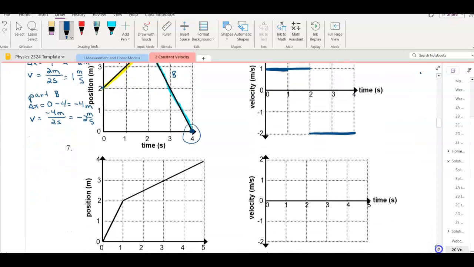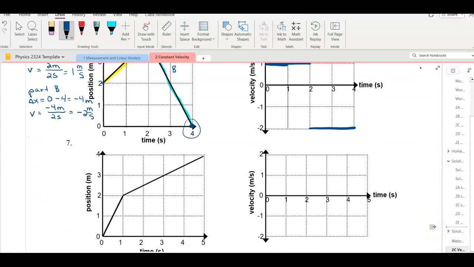Okay, let's go on to another one. So here, it's always moving in the positive direction, but see how the slope changes? Here in part A of the trip, the slope is steeper. It's moving faster. Here in part B of the trip, the slope is a little less steep, so it slows down a little.